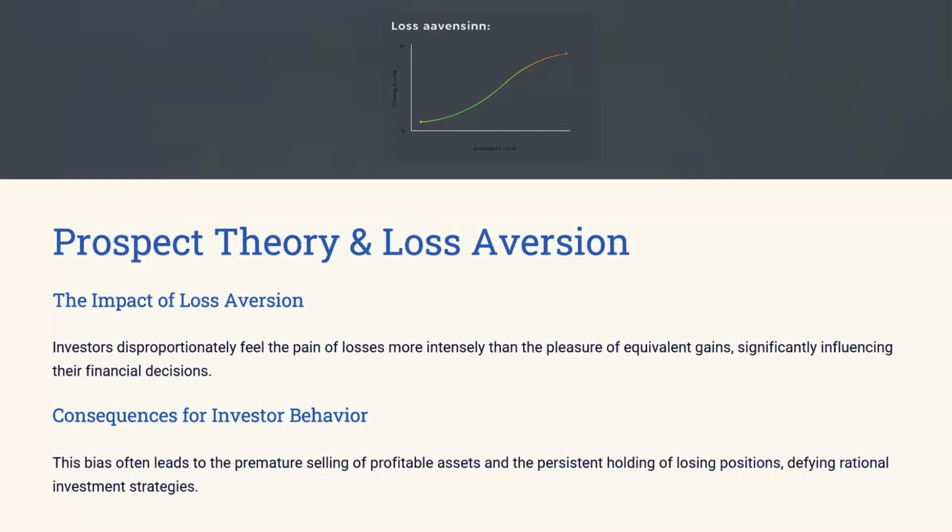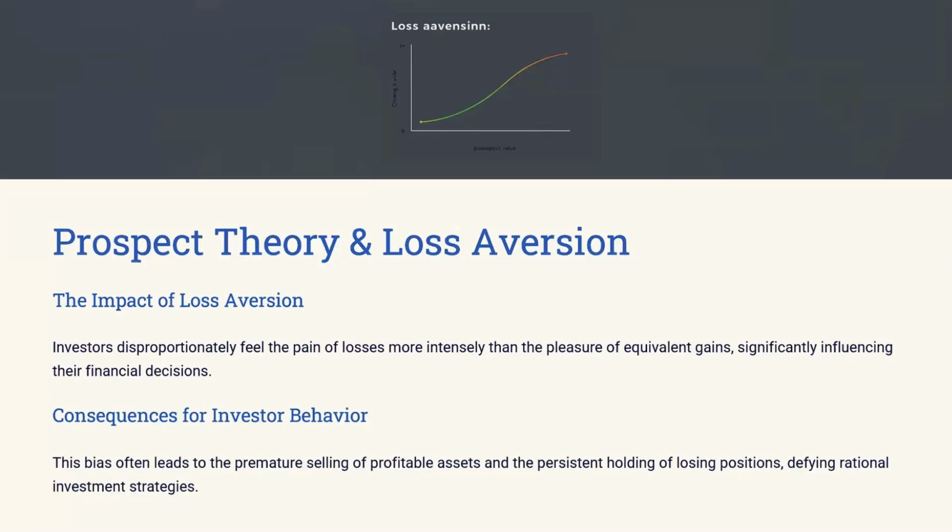The first one is the impact of loss aversion. Investors feel the pain of losses more intensely than the pleasure of equivalent gains. This is the core concept of loss aversion. Research suggests that the psychological pain associated with a loss is approximately 2 to 2.5 times more powerful than the pleasure derived from an equivalent gain. For instance, losing 100 feels much worse than gaining 100 feels good.